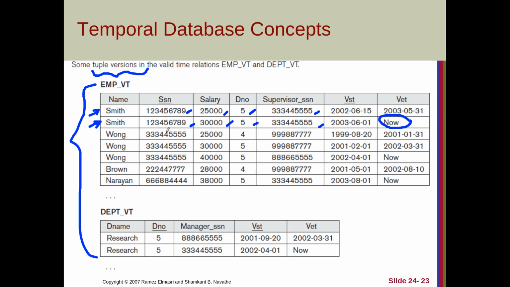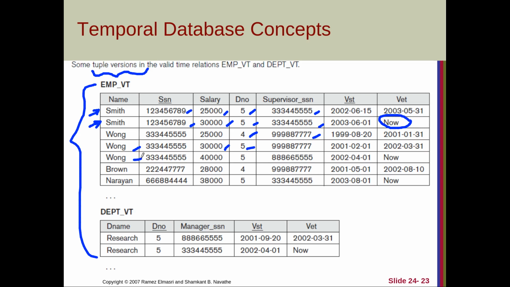Now we will look into another employee, Wong, with SSN and salary 25,000. He was working in department number 4, with his supervisor, from 28/99 to 31/1/2001. Then again in the second version something was changed. His salary was changed to 30,000 and he moved to department number 5. Two changes, from 1/2/2001 to 31/3/2002. That is also history.